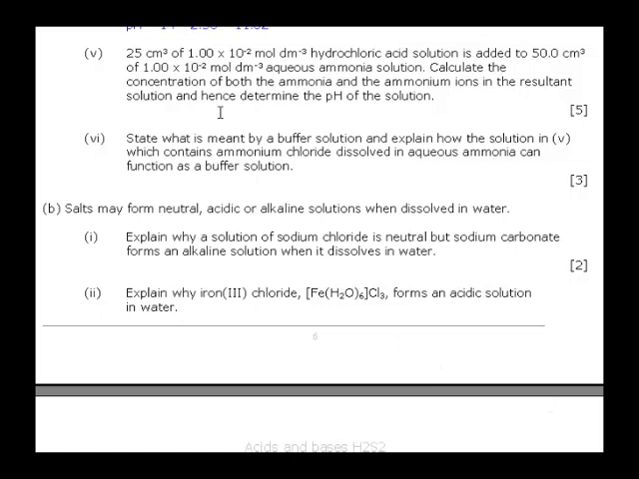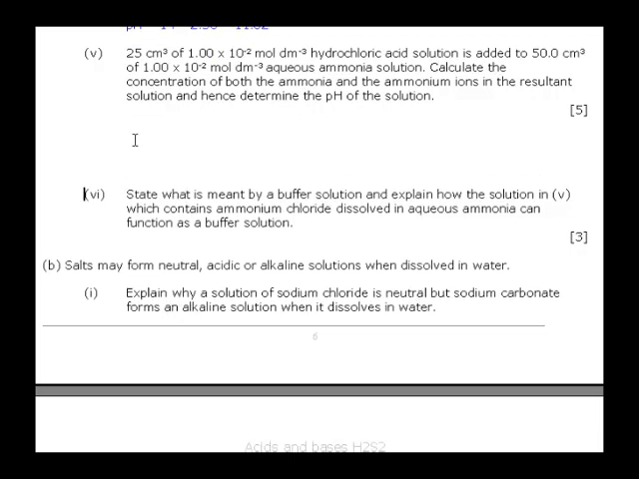The next part of the question, we're told that 25 centimetre cubed of 1 times 10 to the minus 2 mole hydrochloric acid adds to 50 of aqueous ammonia. We have to calculate the concentration of both the ammonia and the ammonium ions in the resultant solution and hence determine the pH. So this is partially an acid-base question, partially a moles question. First of all, let's calculate the number of moles we've got of hydrochloric acid.